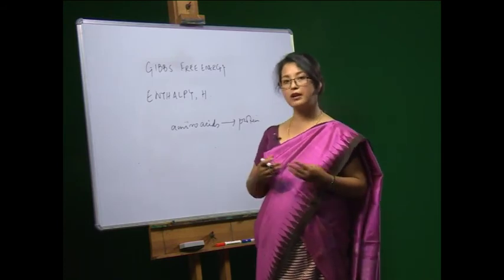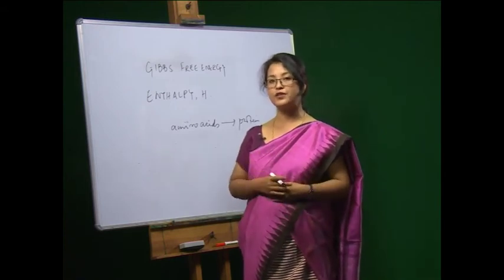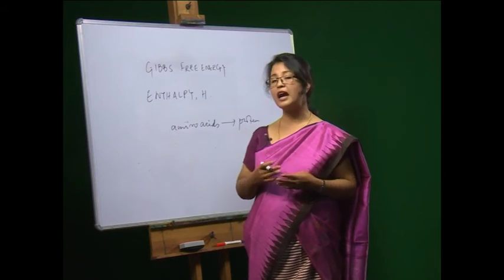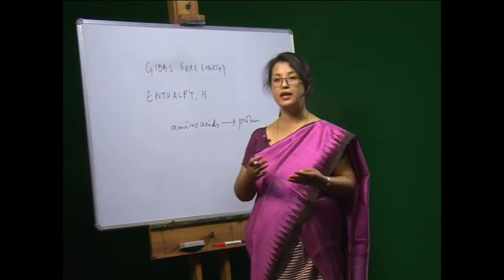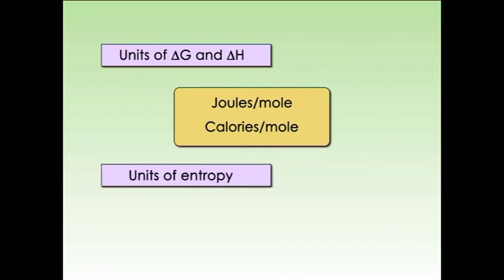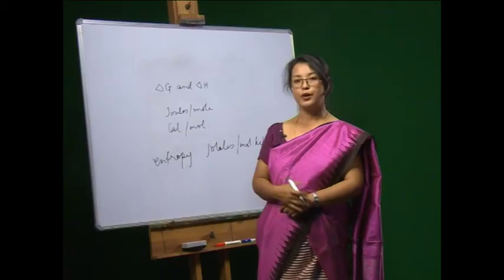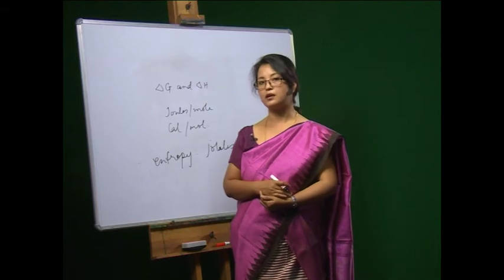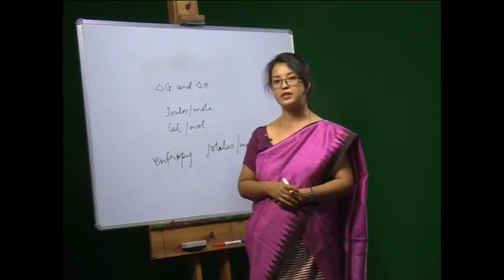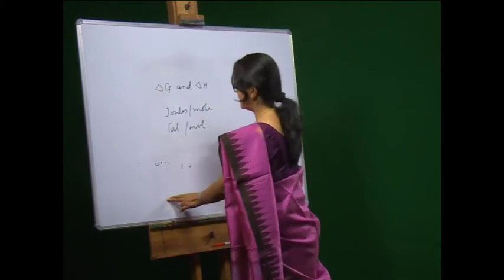Often, cells are able to do this by coupling such entropy-lowering reactions with independent reactions that have a very highly negative delta G, or free energy change. The units of delta G and delta H are joules per mole or calories per mole. Units of entropy are joules per mole per Kelvin. Because all forms of energy are interconvertible, they can be expressed in the same units of measurement, either joule or calorie.